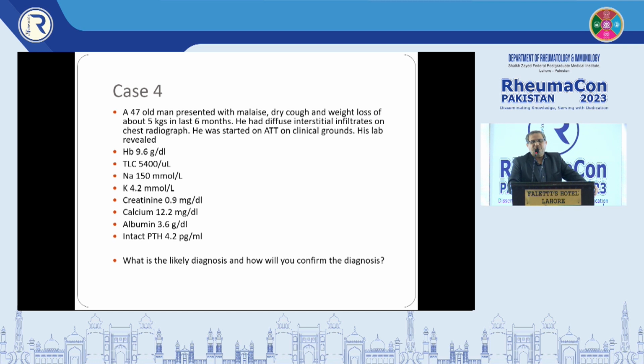So this is case number 4. These are all actual patients. A 47-year-old man presented with malaise, dry cough, and weight loss of about 5 kilograms in the last 6 months. He had diffuse interstitial inflammation on chest radiograph. He was started on anti-tuberculosis treatment on clinical grounds. His labs revealed hemoglobin 9.6 gram per deciliter, TLC was normal, sodium was 150, potassium was 4.2, creatinine was 0.9, and the calcium level is elevated. His intact PTH is low, albumin is 3.6.